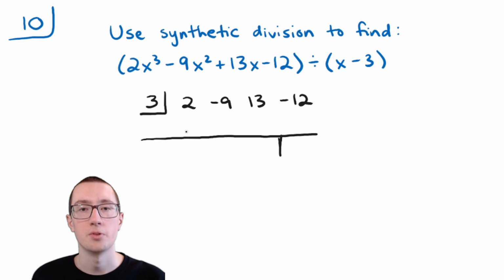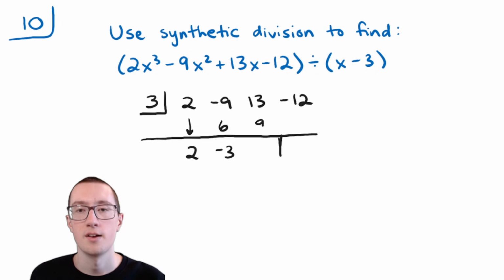So all we have to do is move this number down. So that's 2. Then we're going to multiply it with the number in the box. So that would give us 2 times 3, which is 6. And then we add these up, and that'll give us our next number. So negative 9 plus 6, we lost $9 and then gained 6 back. We're still down $3.